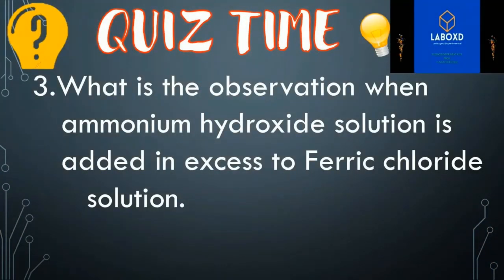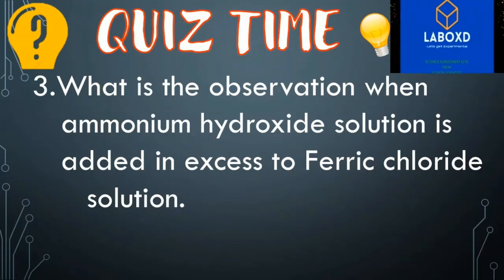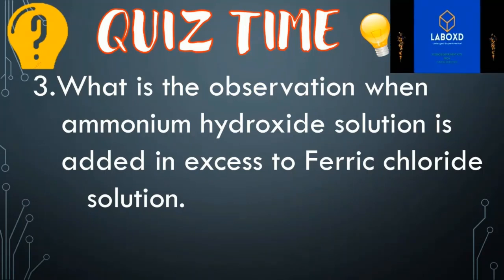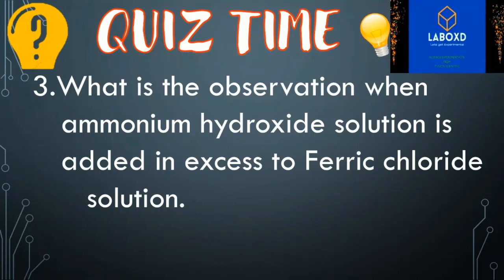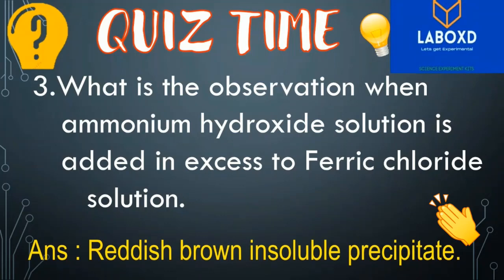Third question. What is the observation when ammonium hydroxide solution is added in excess to ferric chloride solution? Reddish-brown insoluble precipitate.